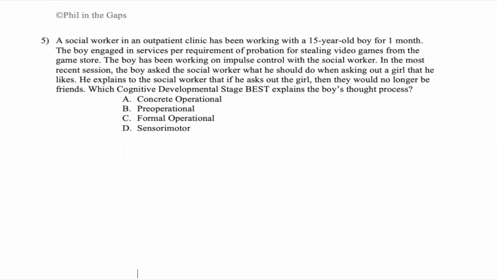Question 5. A social worker in an outpatient clinic has been working with a 15-year-old boy for 1 month. The boy engaged in services per requirement on probation for stealing video games from the game store. The boy has been working on impulse control with the social worker. In the most recent session, the boy asked the social worker what he should do when asking out a girl that he likes. He explains to the social worker that if he asks out the girl, then they would no longer be friends. Which cognitive developmental stage best explains the boy's thought process?